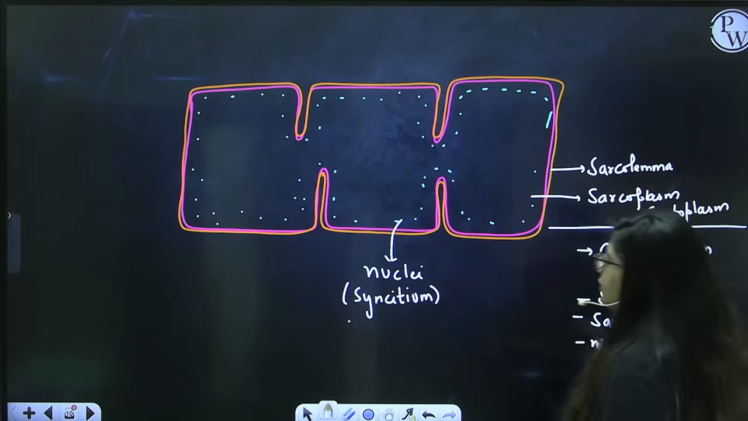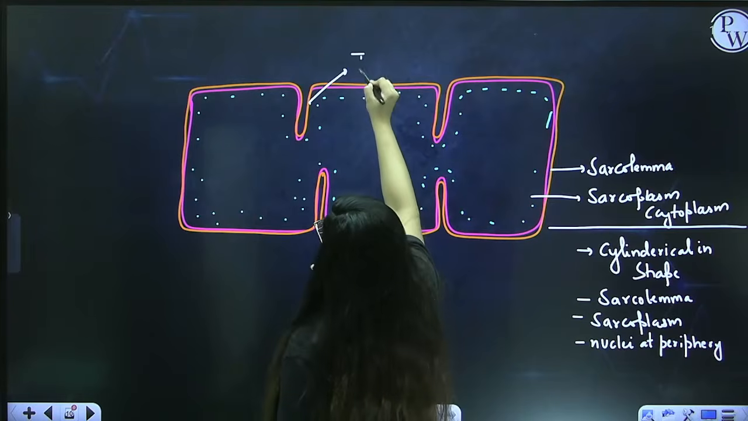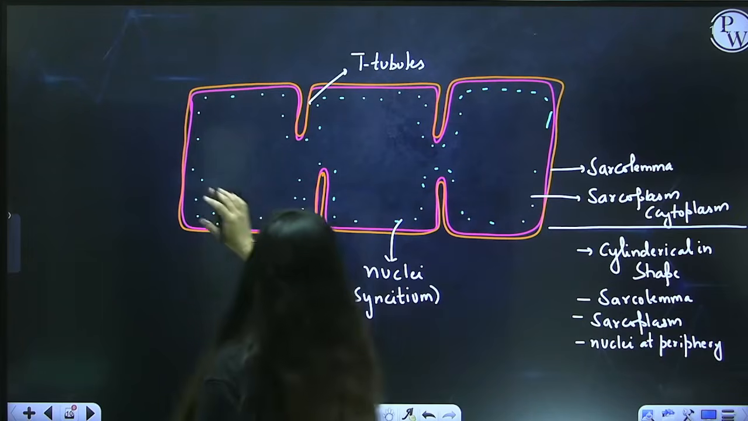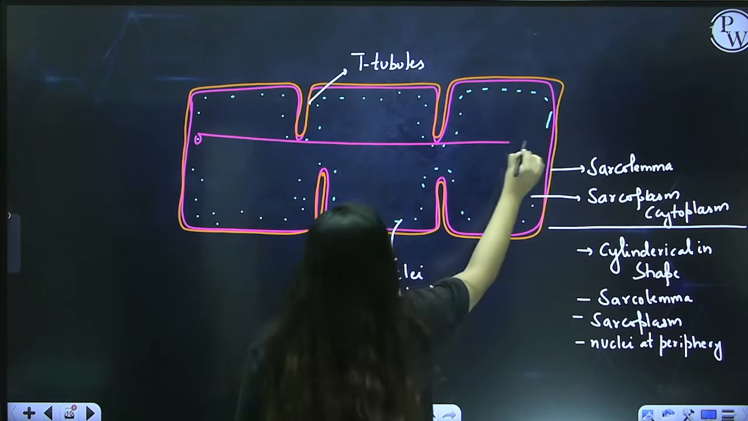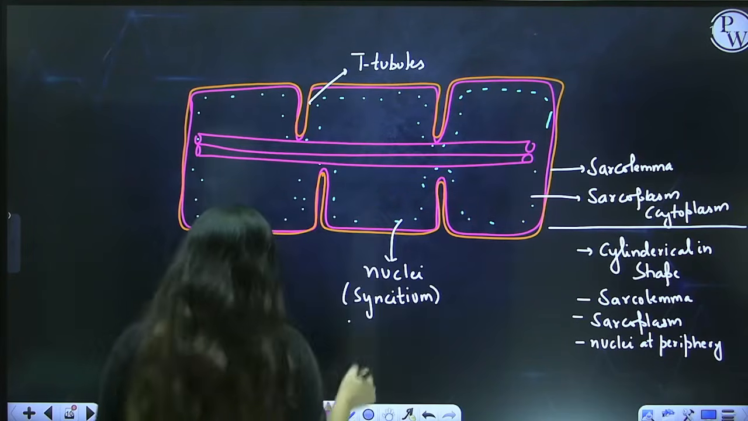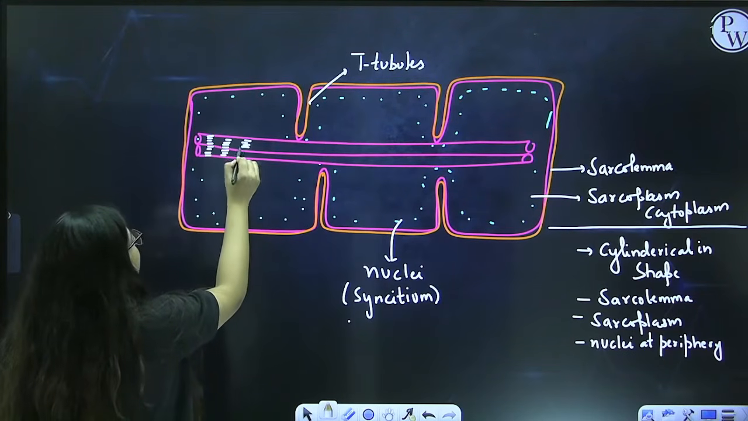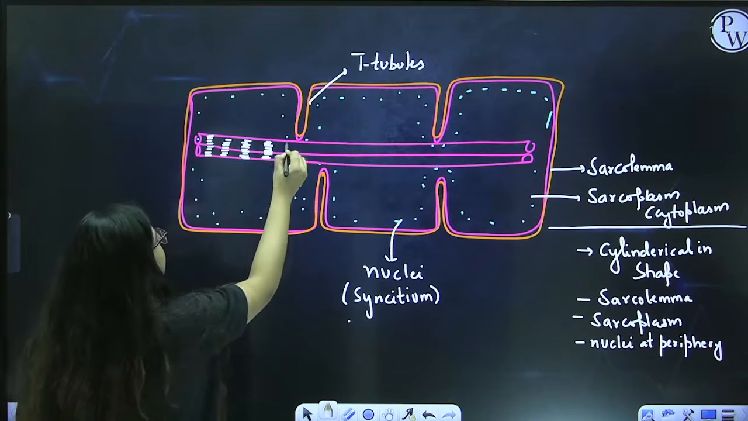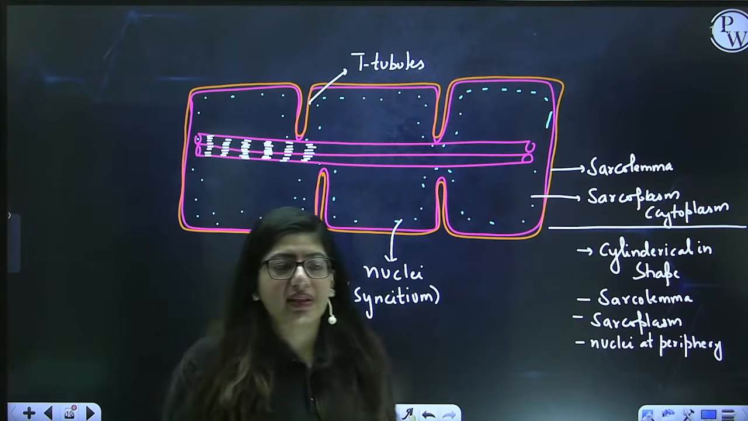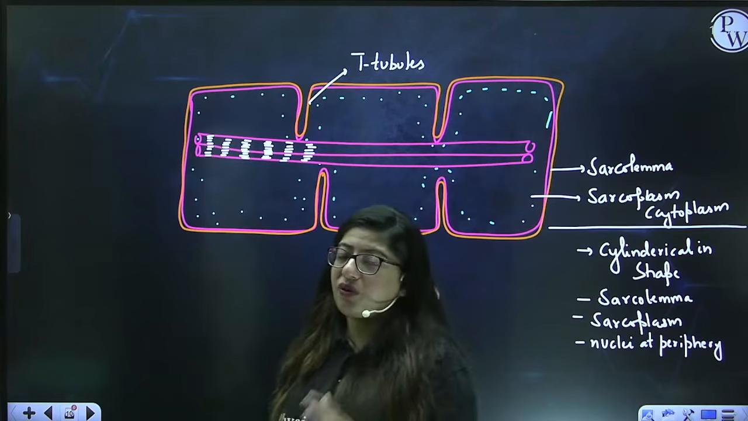Apart from that, you can see here the plasma membrane, or the sarcolemma, has been invaginated, forming structures known as T-tubules. What's the function of these T-tubules? Inside your skeletal muscle are myofibrils like this. These myofibrils have alternating light and dark bands. If the information through the neuron is sent to the myofibrils, only then will the muscle contract, because these alternating light and dark bands are made up of contractile protein. Only if the contractile protein gets the information will contraction take place.